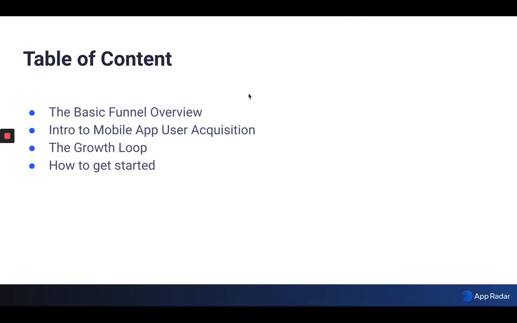So let's get started. The table of contents, what we're going to discuss, is basically, first we will start off by reviewing the whole funnel, the most common funnel that many app companies use. Then an intro on user acquisition, how it looks in the mobile app scene. Afterwards, we'll dive a bit deeper into the growth loop itself. And of course, last but not least, I'll explain how you can get started.